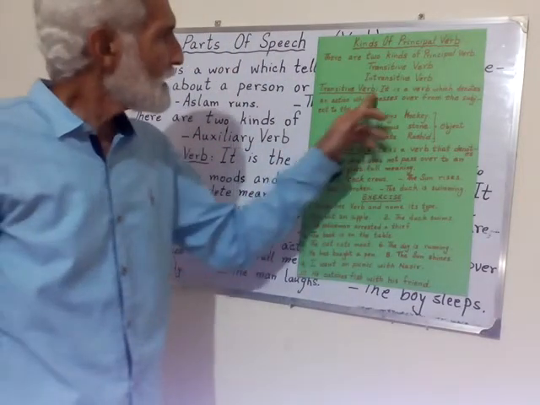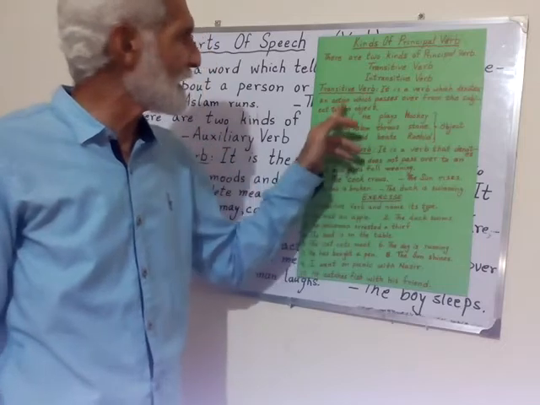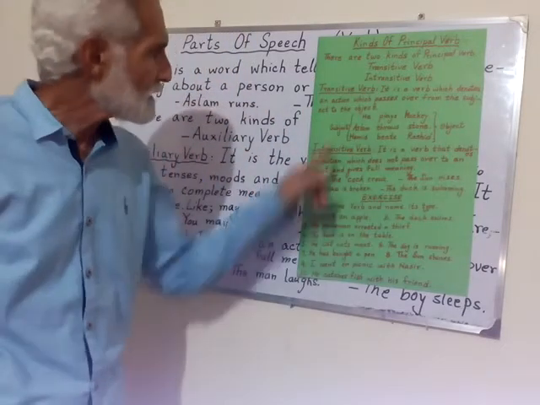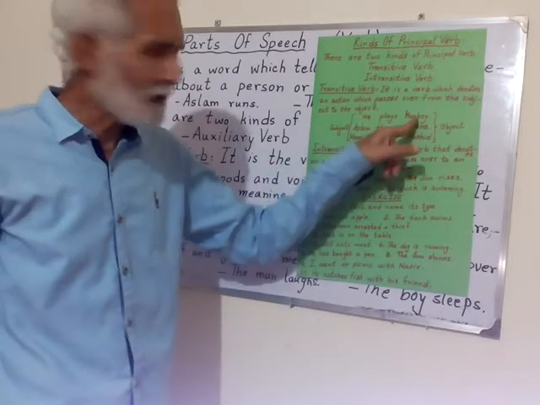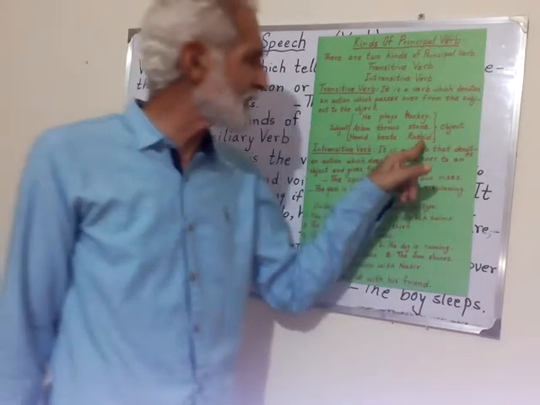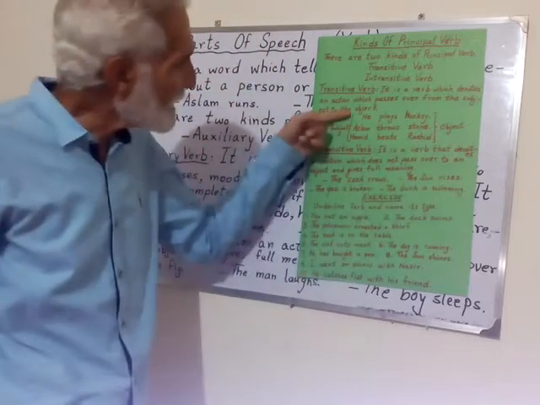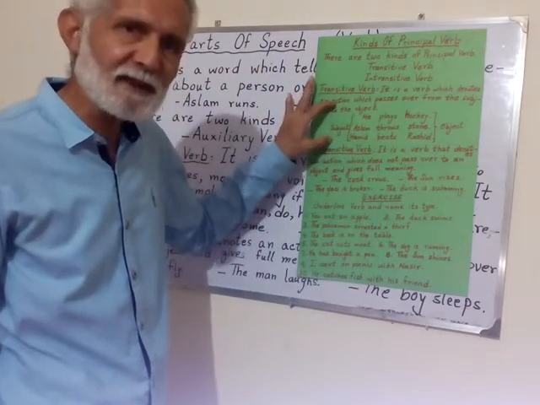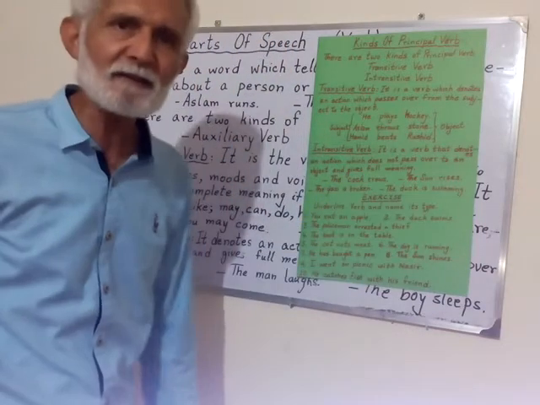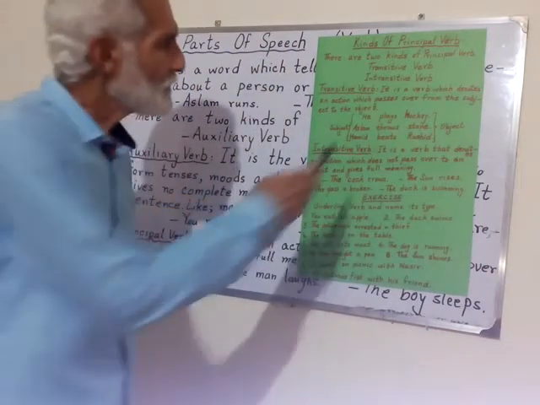Now look, it is a verb which denotes an action which passes over from the subject to the object. He plays hockey, Aslam throws stone, Hamid beats Rashid. He, Aslam, Hamid, these are subjects. Hockey, stone and Rashid, these are objects. Now look at the verb. Play.